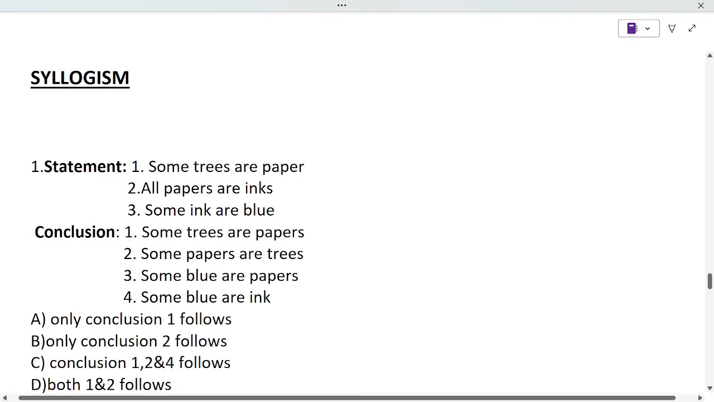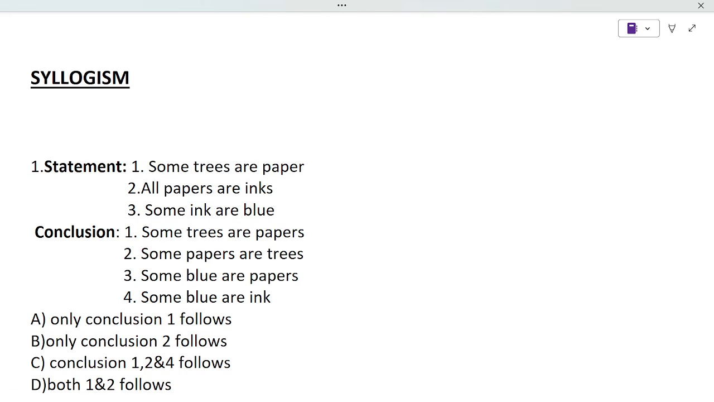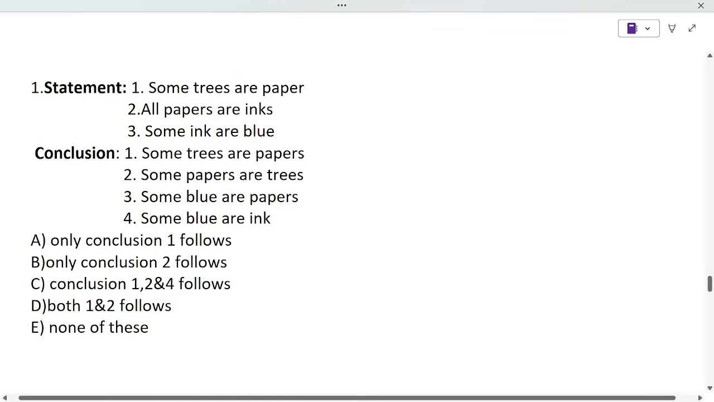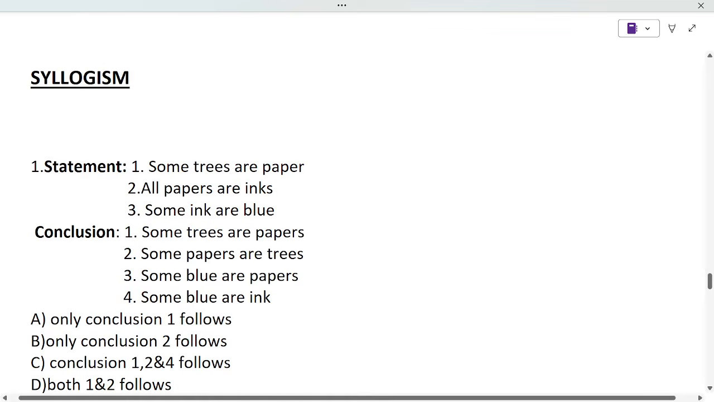Now if you find any words important, please note them down. Manually, we cannot trust our memory. You may understand it here, but later on you will forget for sure. So if you find it important, note it down. In syllogism, there is a statement and a conclusion.